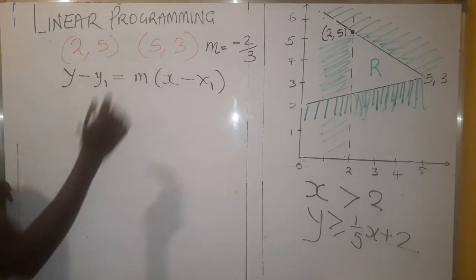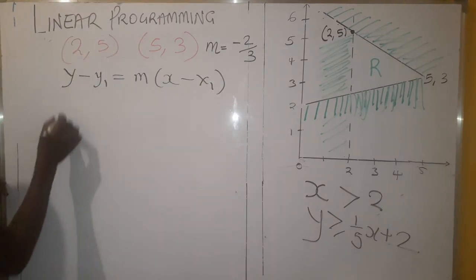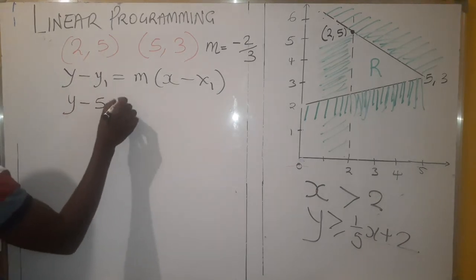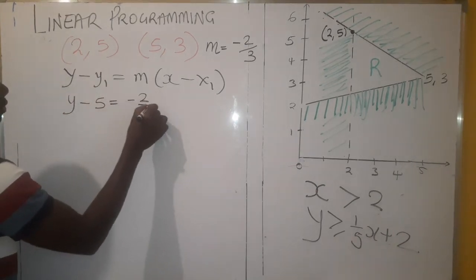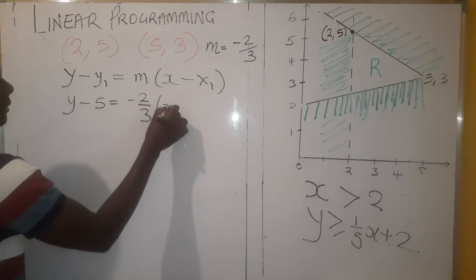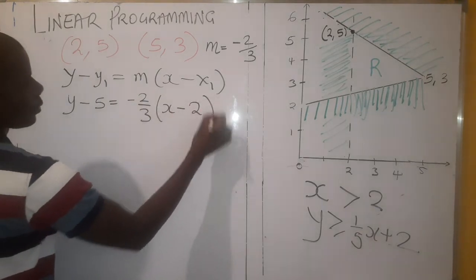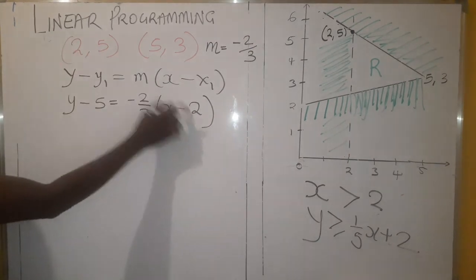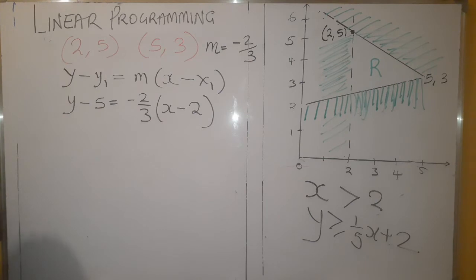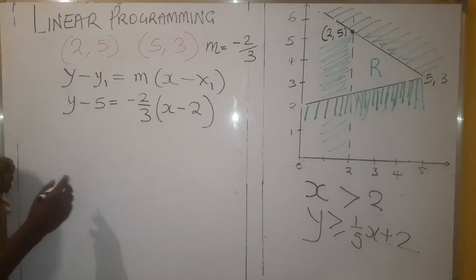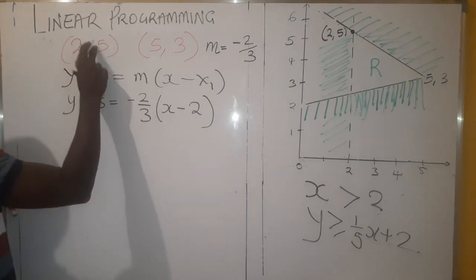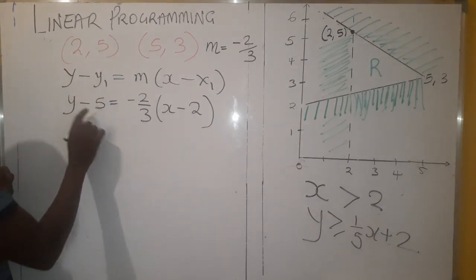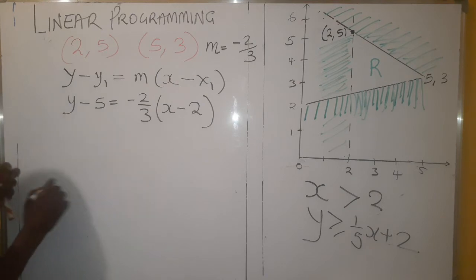Which coordinate? You can pick any. Let's go with the first one. y minus 5 is equal to the gradient, minus 2 over 3, times x minus 2. For this coordinate, our x is 2. Now please take note that if this is a minus here and you bring it over as minus 5, you're going to get a positive. Those things, please, you should take note.